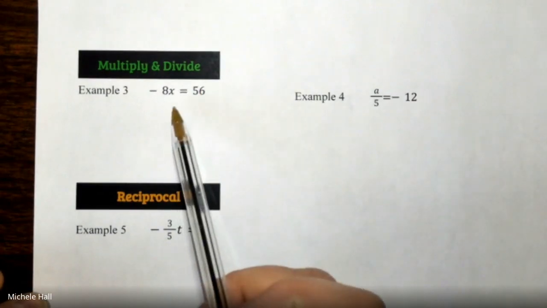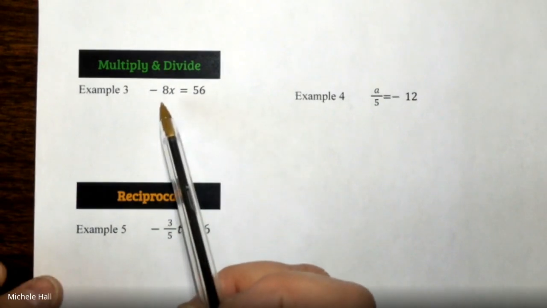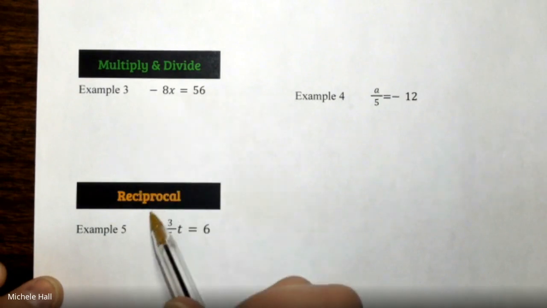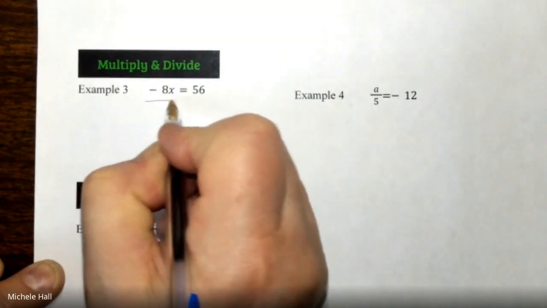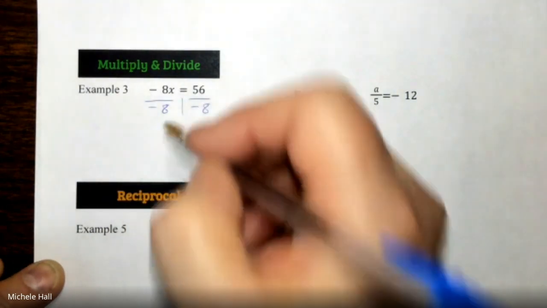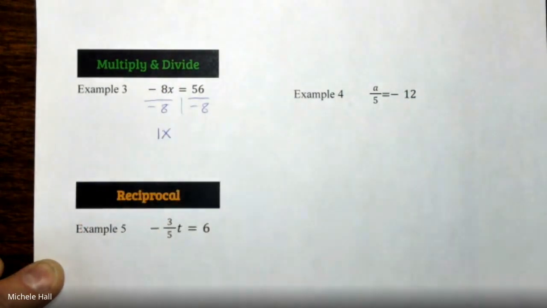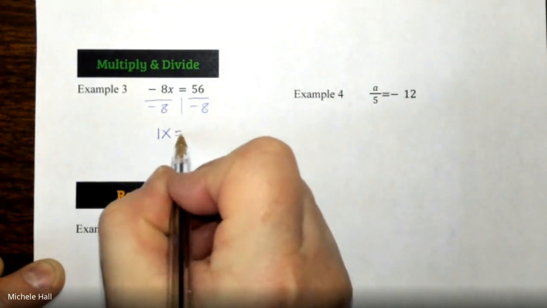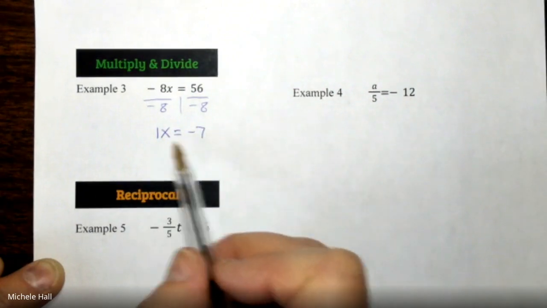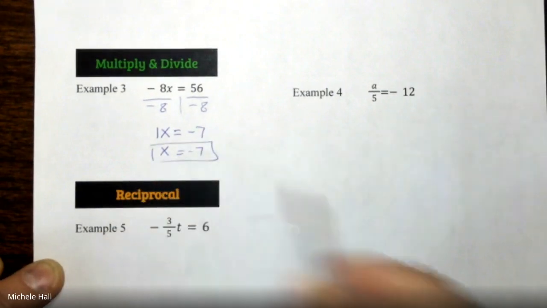Here I have an equation on example 3, negative 8x equals 56. My variable is here on the left. What is being done to the variable? X is being multiplied by negative 8. The opposite of multiplying by negative 8 would be to divide by negative 8, and I would do that to both sides of the equation. Negative 8 divided by negative 8 is a positive 1x equals 56 divided by negative 8, which is negative 7. What I have here then is x equals negative 7. We know that we don't have to have the 1 in front of x. It's understood to be there.